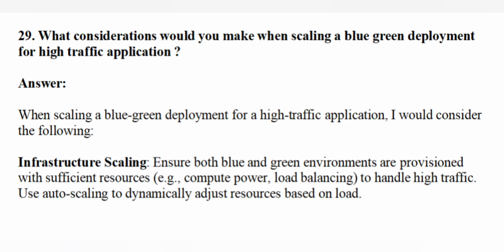The next question is, what considerations would you make when scaling a blue-green deployment for a high traffic application? The answer to this question is, when scaling a blue-green deployment for a high traffic application, I would consider the following. First point is infrastructure scaling. Ensure both blue and green environments are provisioned with sufficient resources, for example, compute power and load balancing, to handle high traffic. Use auto scaling to dynamically adjust the resources based on load.